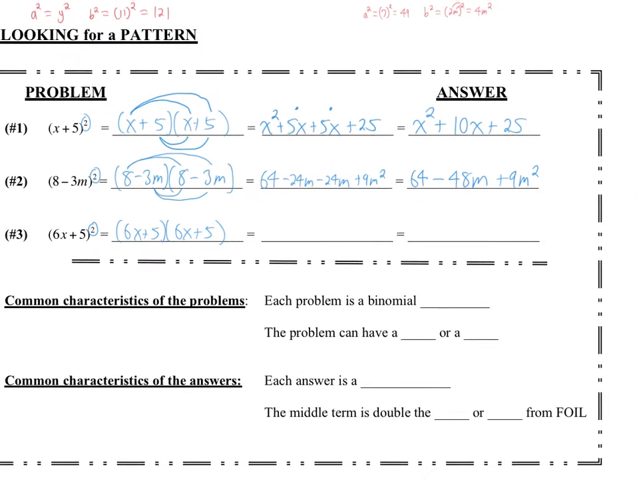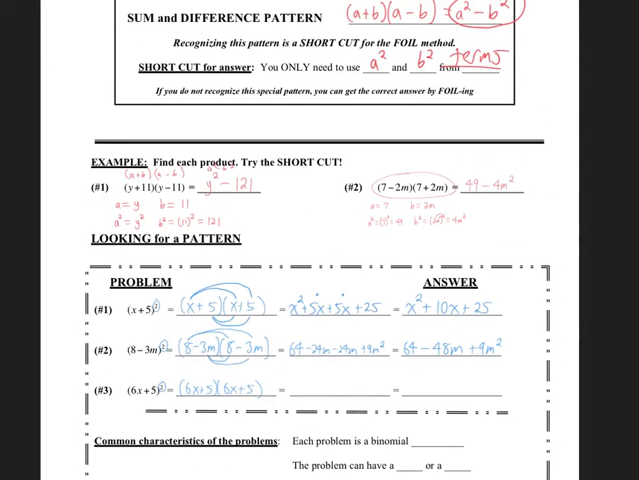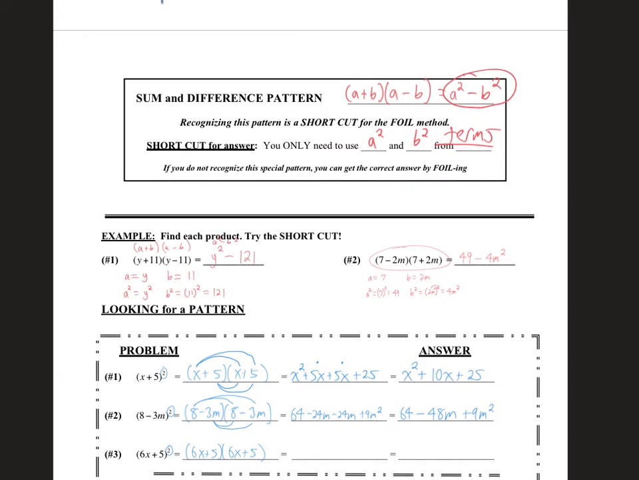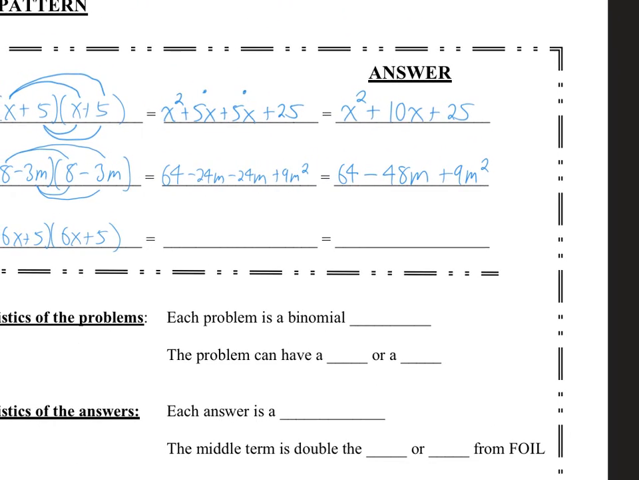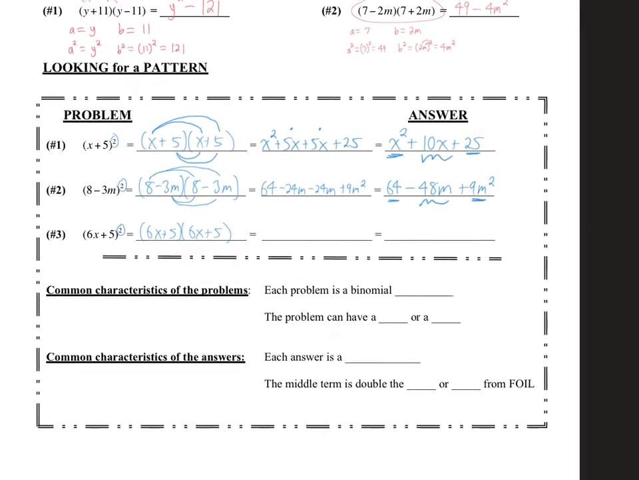So again, I see two perfect squares. I should have mentioned before, there's perfect squares up here for this difference of squares. There are two perfect squares, a squared and b squared. Same thing down here. We have two perfect squares. We have x squared and 25 are perfect squares, 64 and 9m squared are perfect squares. But the middle term is kind of a little bit weird, like what that's going to be. But see if you can figure out what the pattern is for that. We'll talk about it more in a second here.